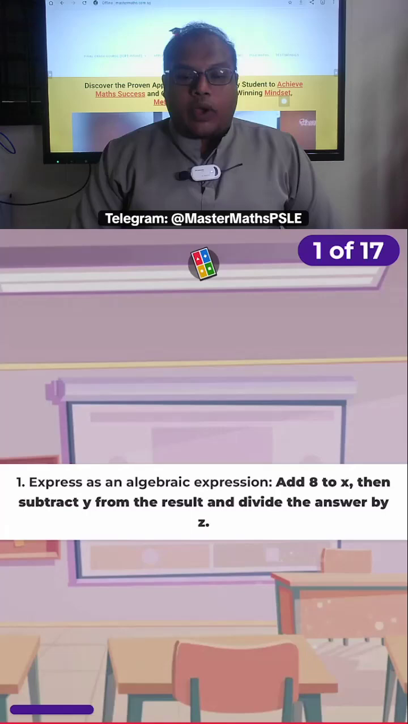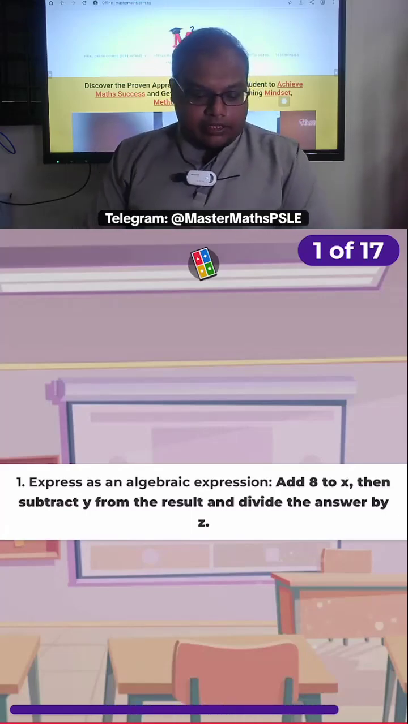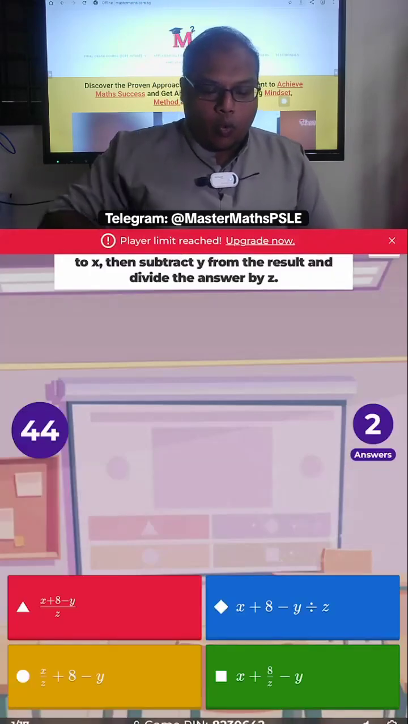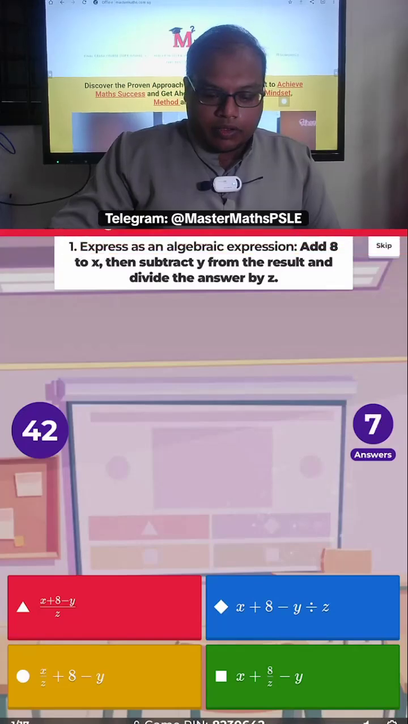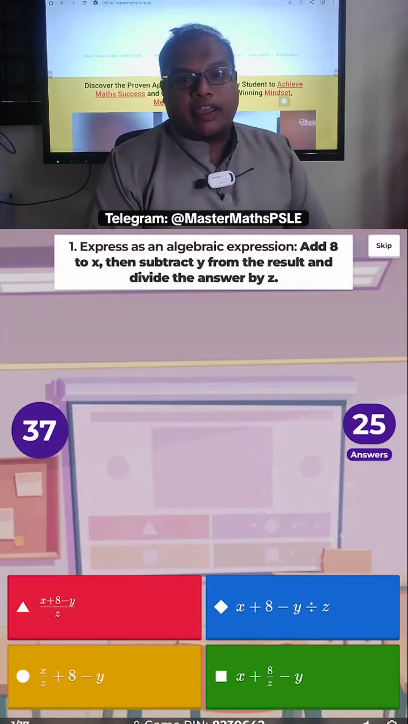Alright, so question 1. Express as an algebraic fraction: add 8 to x, then subtract y from the result, then you divide the answer by z.